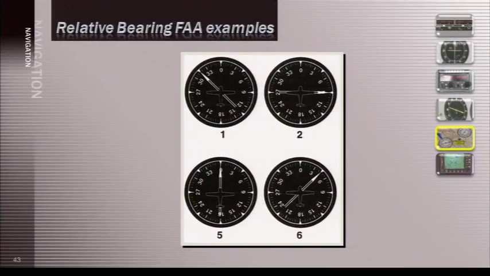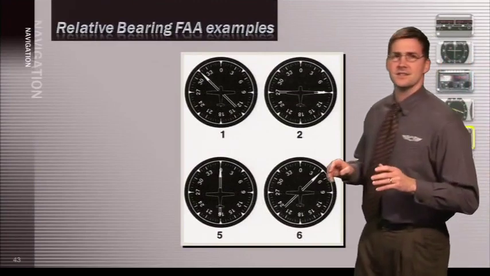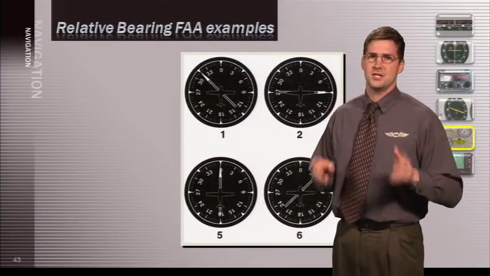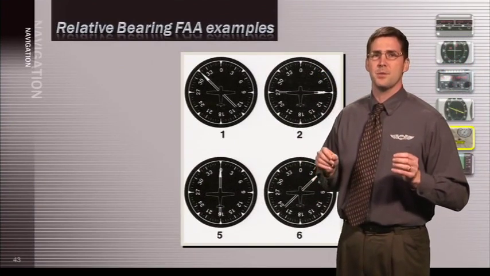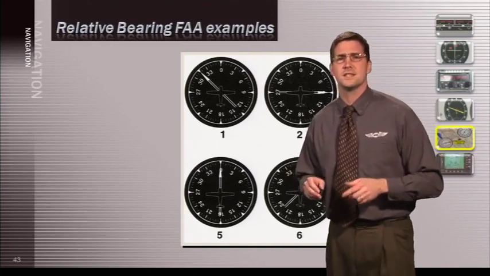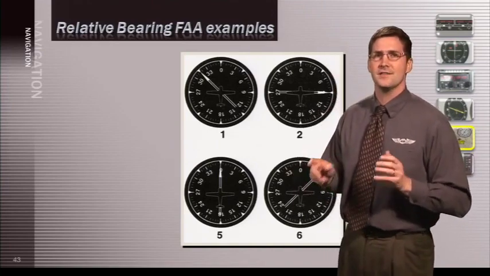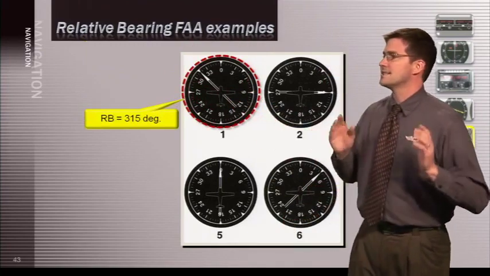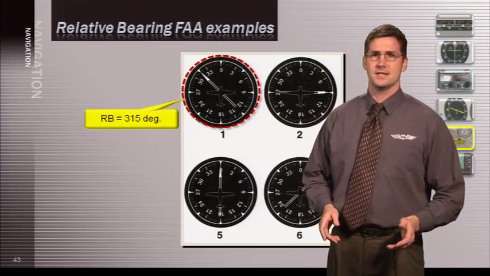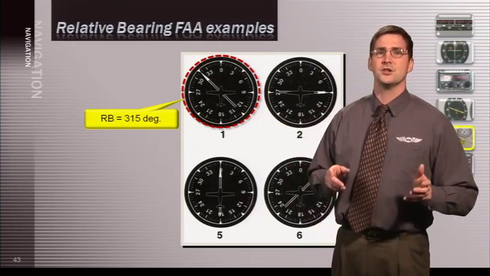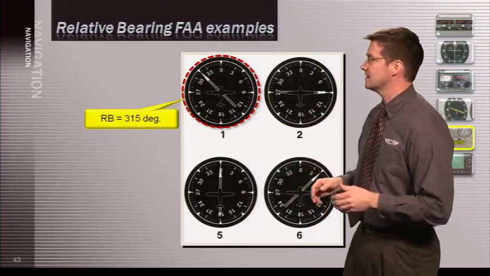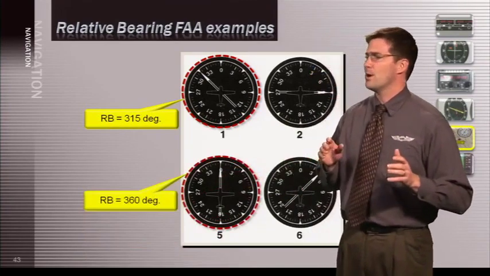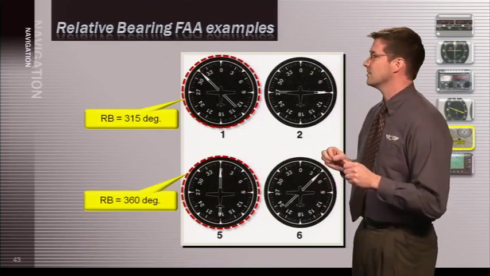Here are some examples showing 4 fixed card ADFs. The FAA knowledge exam will test your knowledge of relative bearings to the station. If they don't give you a magnetic bearing, you can simply figure relative bearings to the station by looking at the head of the needle. Notice indicator number 1. The relative bearing to the station is 315 degrees. That's the number of degrees you'll have to turn to the right to get to the station. Now notice indicator number 5, and it shows the relative bearing to the station of 360 degrees.